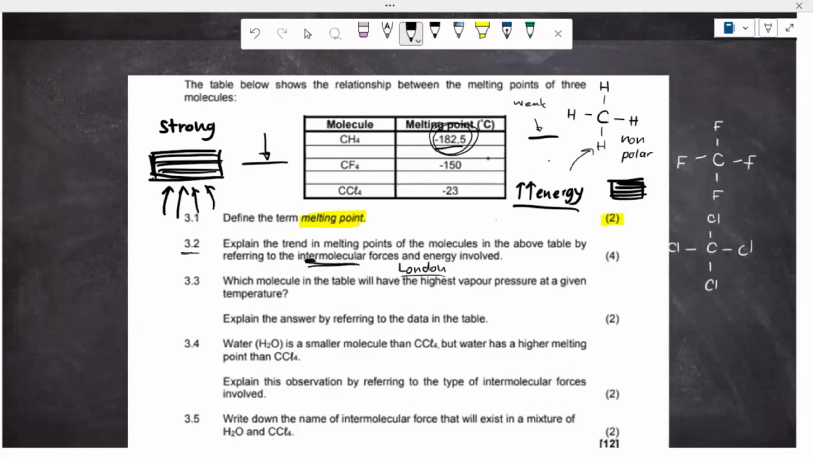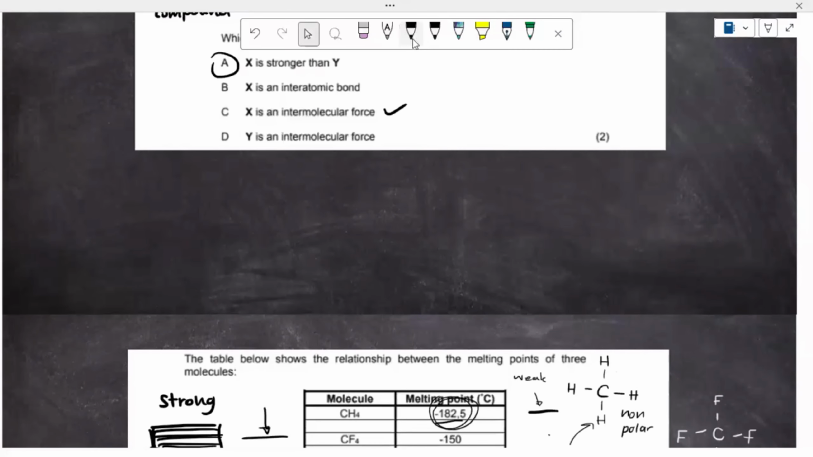Okay, so coming back to this question, they asked us to explain the trend in melting points, right? And also referring to the intermolecular forces and the energy involved. So something I didn't reference, but something you do learn, is that the bigger the molecule, the greater the force, right? Because a bigger molecule has more surface area for interaction, right?